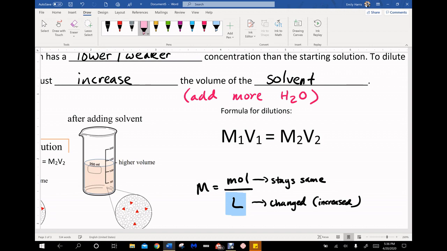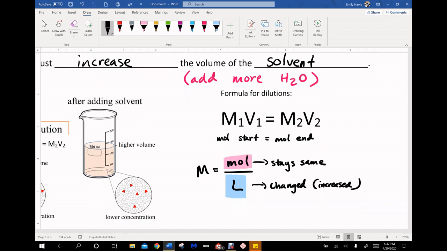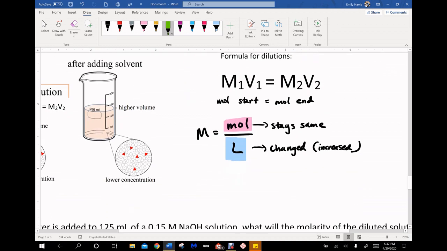So we're manipulating that bottom factor of volume while keeping the moles of the stuff we dissolved the exact same. And so what happens is, if the moles of what we start with is equal to the moles of what we end with after the dilution, that allows us to generate a neat formula called M1V1 equals M2V2. And for those that are interested, let me break it down for you real quick.